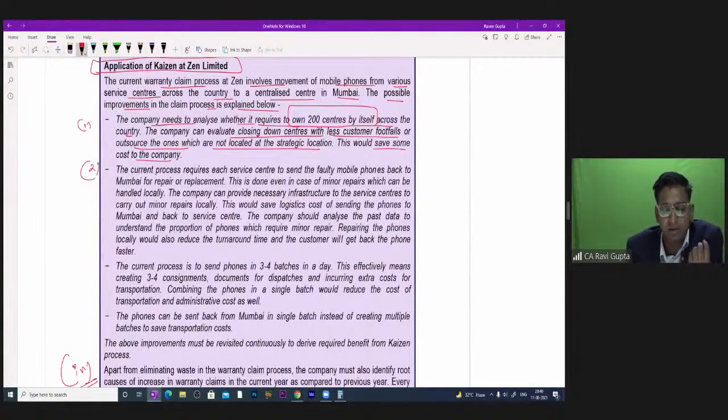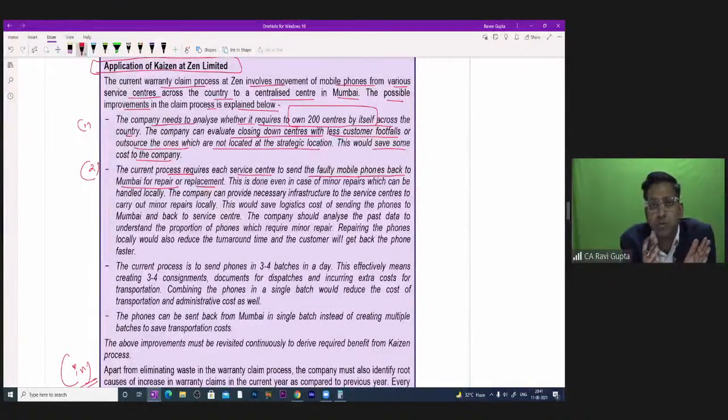Second, the current process requires each service center to send the faulty mobile phone back to Mumbai for repair or replacement. If there is a minor repair work that can be done locally, and if the company can provide the infrastructure, proper training, or certain technician persons who can do this, right?